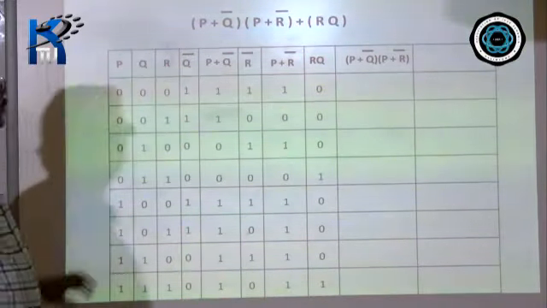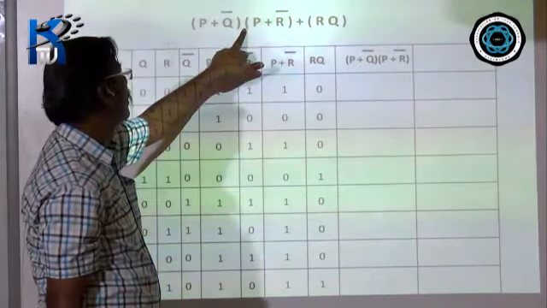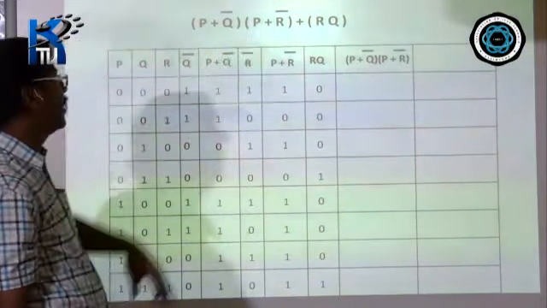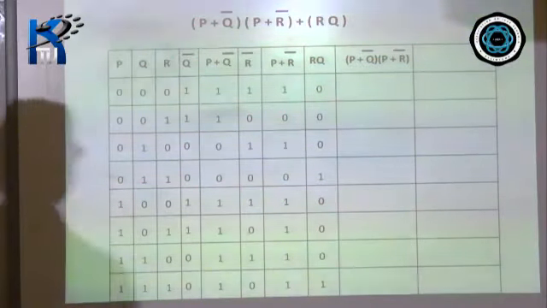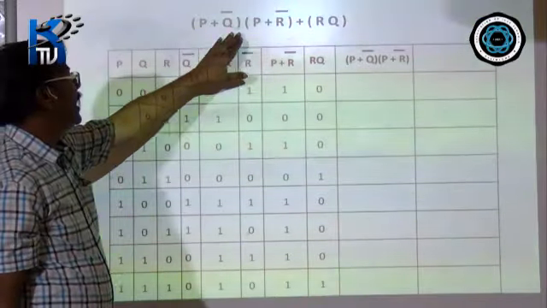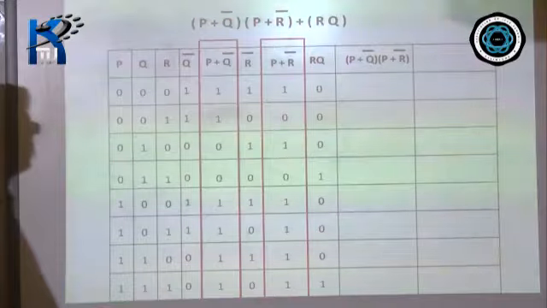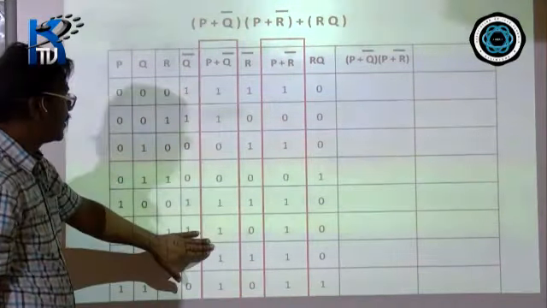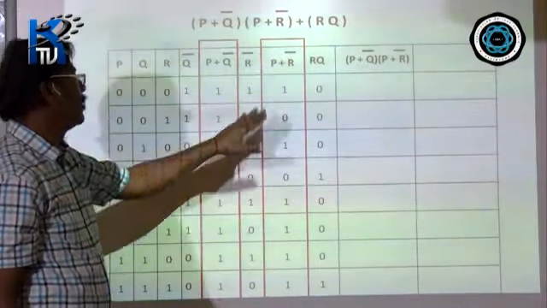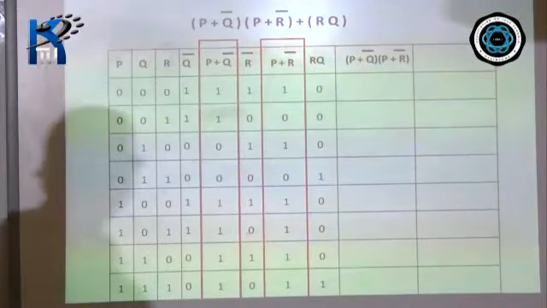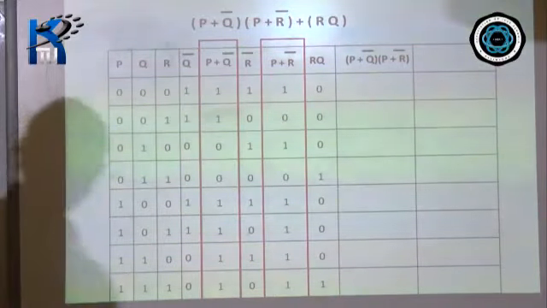Next comes these 2. The gate here, nothing is mentioned here, that means it is a dot operation. Dot operation means AND gate. So P plus Q complement ANDed with P plus R complement. That means we are dealing with this. P plus Q complement is this column, P plus R complement is this column. So within these 2 columns, we will be using the AND gate. AND gate, remember, when both are 1, then the output is 1. In all other cases, it will be 0.